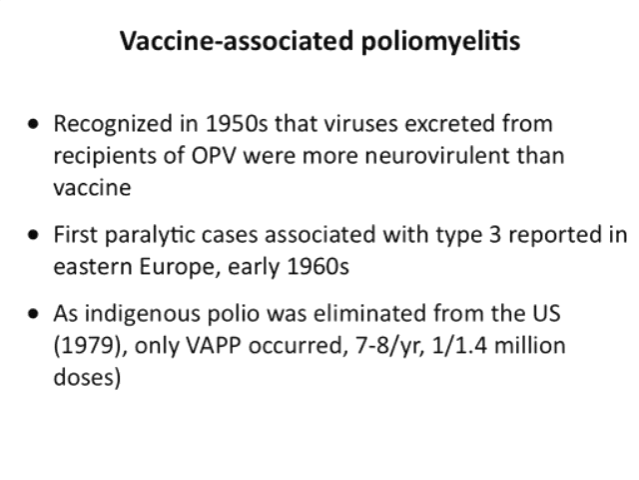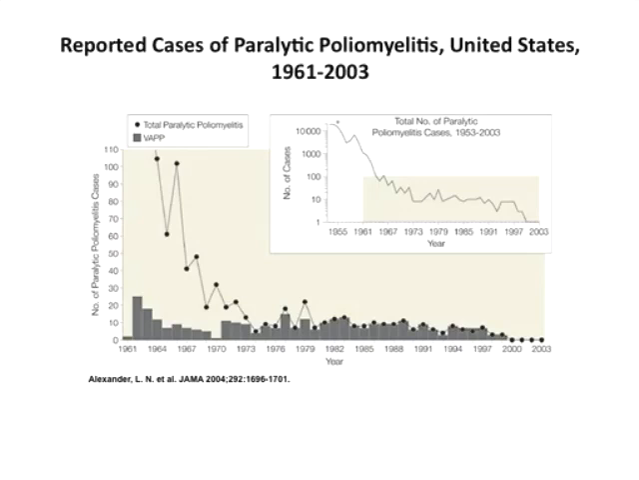In the U.S., as we got rid of indigenous polio, that is the disease caused by a wild-type circulating virus, the only polio we found was vaccine-associated paralytic polio, which we call VAP, at about 7 to 8 cases a year, or 1 in 1.4 million doses. So we switched to the inactivated vaccine in 2000 because of this, because the only polio was caused by the vaccine in the U.S., so there was no longer any justification for using that virus.